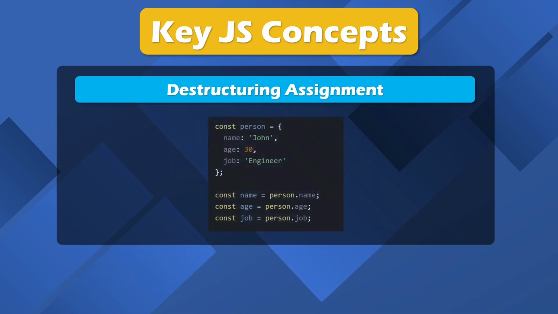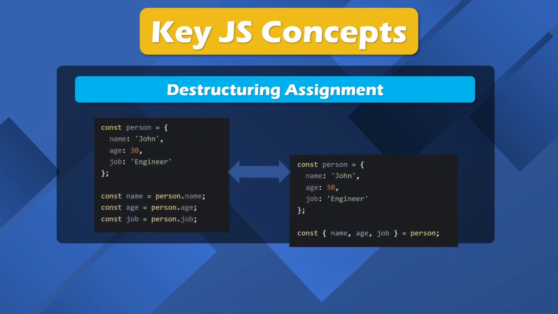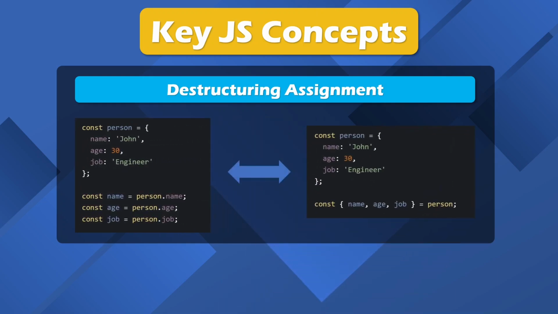Let's have a look. So you had an object and you had to create three variables, name, age, and job. For these, one of the ways to do this is as we have showcased on the screen. You can refer to person.name, person.age, and person.job. But with object destructuring, this becomes much more concise and readable. You can see we have created a new object, name, age, and job, and assigned it to the person.